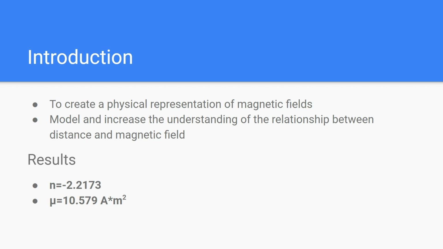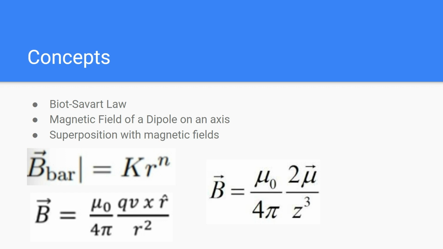The results of this lab were that we found the magnet had an n value of negative 2.173, as well as mu equal to 10.579. Some key concepts we used here were the Biot-Savart law, the magnetic field of a dipole on an axis, and the superposition of magnetic fields. Down below are some different magnetic field formulas based on these concepts that we used.